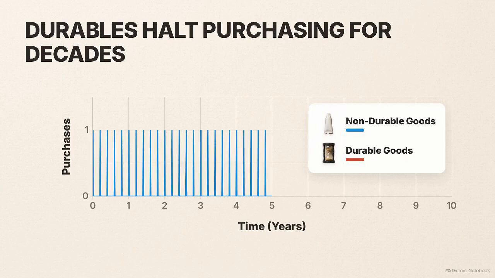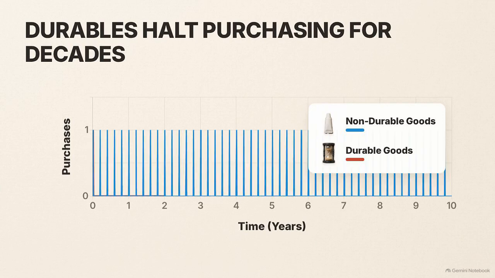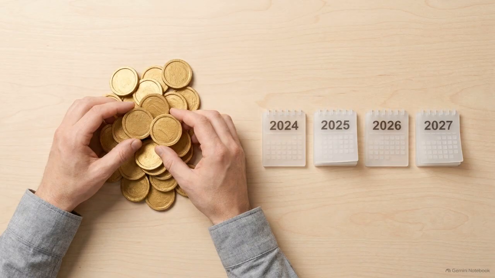You buy non-durables constantly, but a new refrigerator is a rare purchase that causes flat lines in the data for a decade. Durable goods require a heavier upfront cost because they are long-term investments. The consumer extracts the value of that item over an extended timeline.